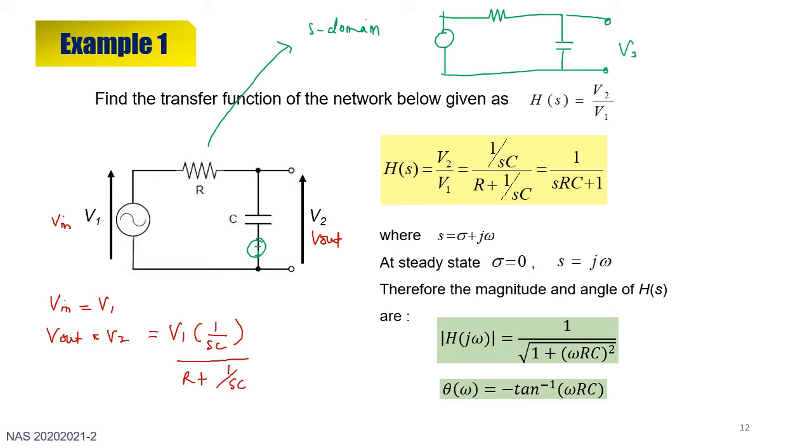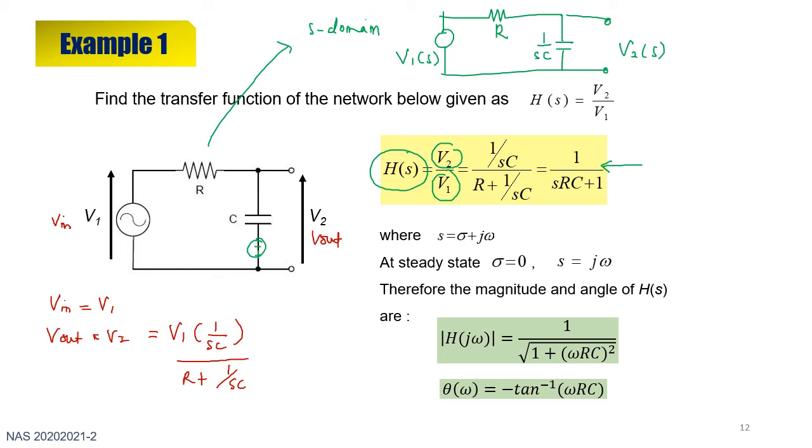So this is your V2(S), and here is V1(S). R stays as it is, while C becomes 1 over SC. Therefore, V out equals V2, in this case equal to V1(S) multiplied with the C in S domain divided by the total impedance, R plus 1 over SC. So you can simplify the equation into this. This is the ratio between the output and the input, which basically shows the filter transfer function.